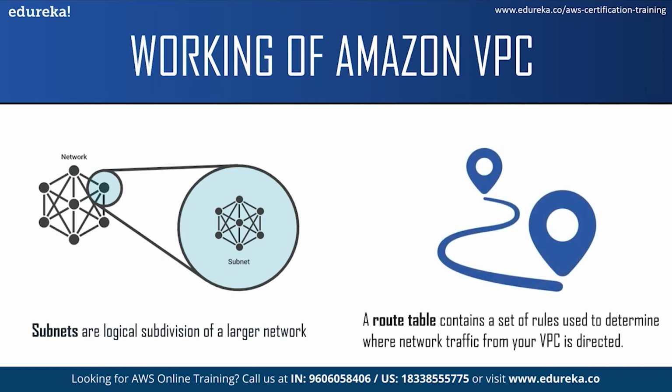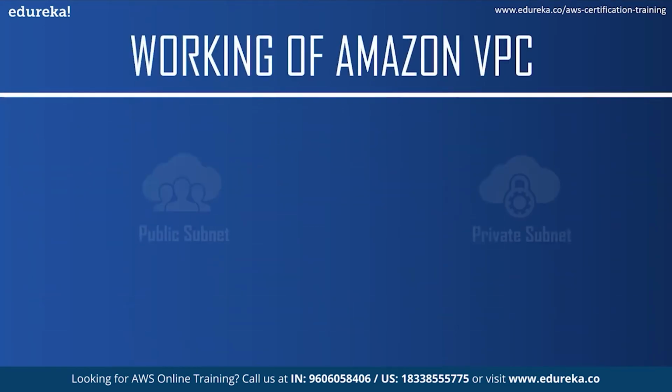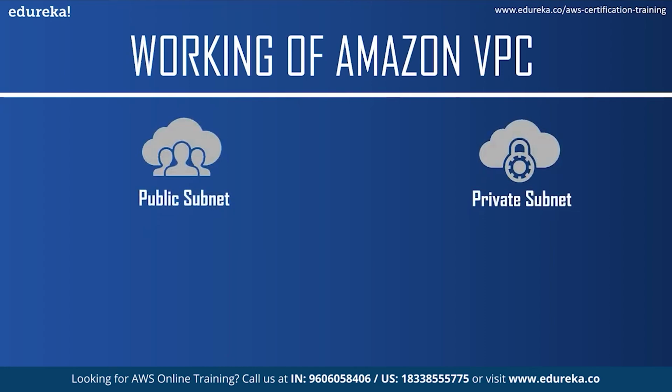Next we have a route table. Now a route table contains a set of rules called routes that are used to determine where the traffic in a VPC is directed. You can explicitly associate a subnet with a particular route table, otherwise the subnet is implicitly associated with the main route table. Each route in a route table specifies the range of IP addresses where you want your traffic to go, which is the destination, and the gateway, which is the network interface or connection through which to send the traffic, which is the target.